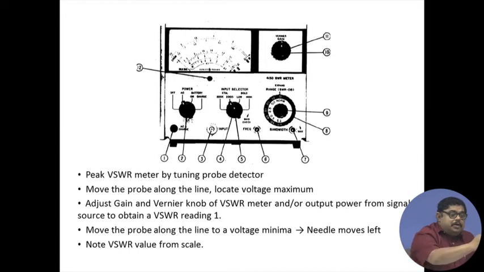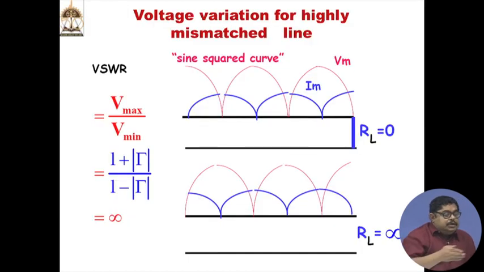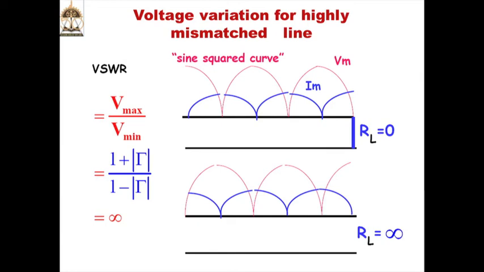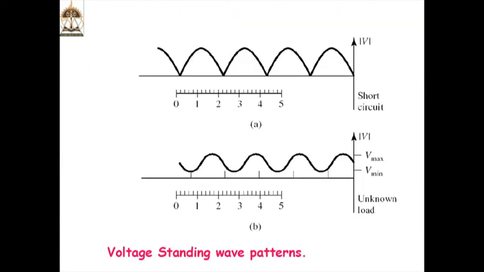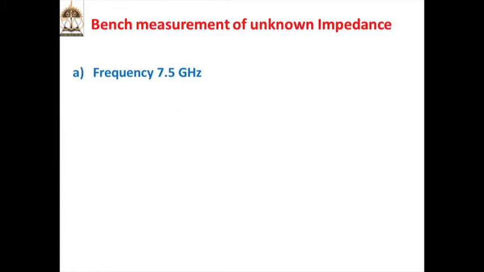That means you are moving, your needle on the VSWR meter display is moving left, and the point where you get minima, there note the VSWR value from the scale, that is the VSWR of the line. This is shown here: how the voltage, the red colored one, varies for a shorted one, how it varies for an open one, how it varies in the general case. This we have already seen.